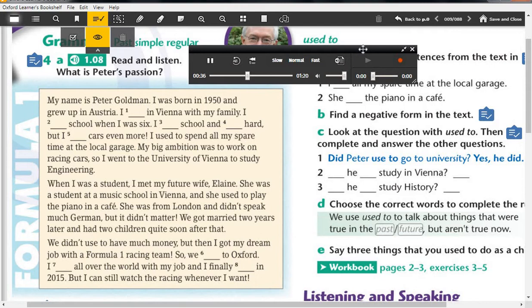When I was a student, I met my future wife, Elaine. She was a student at a music school in Vienna, and she used to play the piano in a cafe. She was from London and didn't speak much German, but it didn't matter. We got married 2 years later and had 2 children quite soon after that.